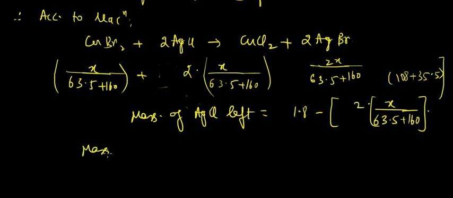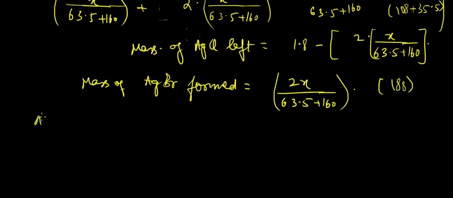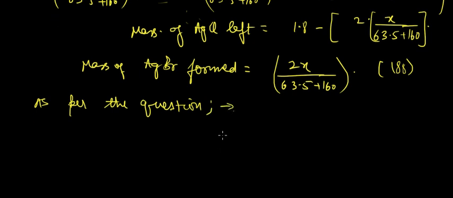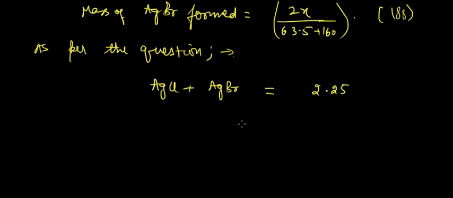So the mass of AgBr formed would be this, the moles, multiplied with the molar mass of AgBr, which is 188. 108 plus 80 would be 188. So as per the question, the mass of AgCl plus AgBr that was left, washed and dried was found to be 2.25 grams.